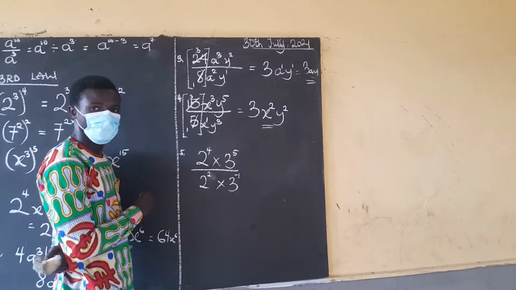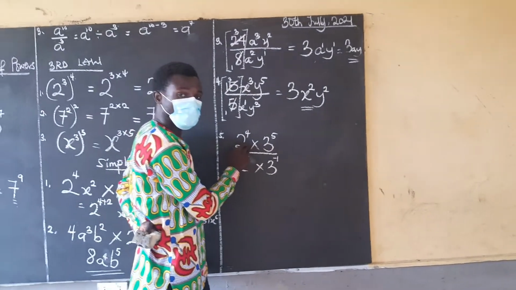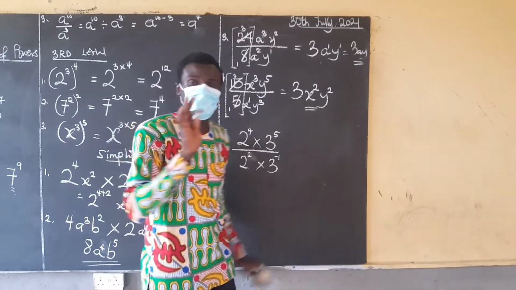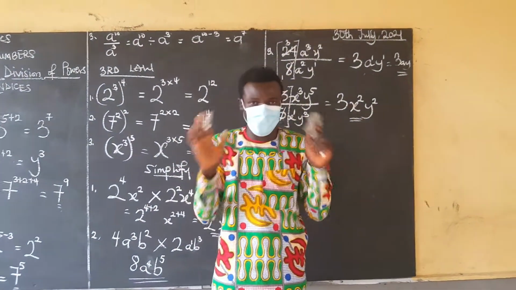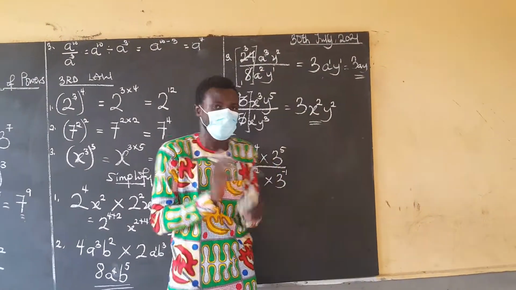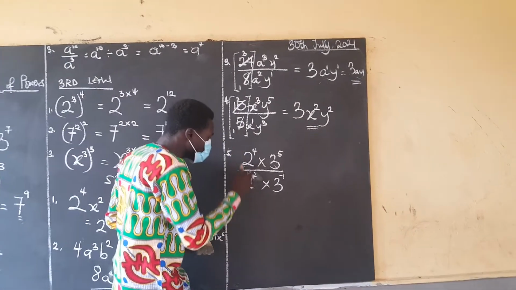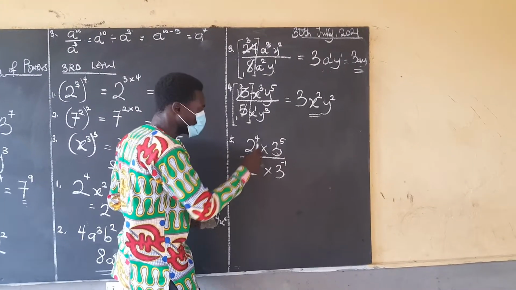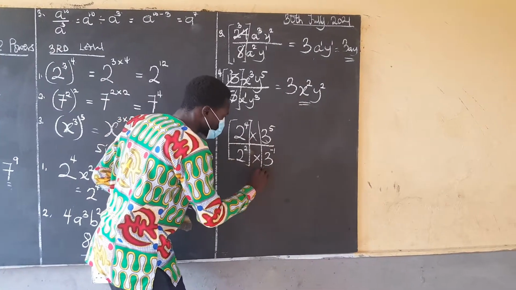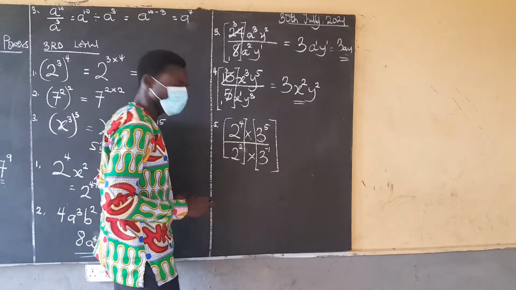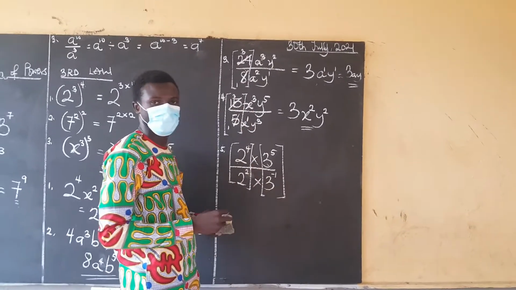How can I solve this? When you look at this vertically, the base is 2, the base is 3. I can't use the law, because the law says that if the bases are the same and you are multiplying, add the powers. So because the bases are not the same, I won't use the law. But when you look at it this way, we can say that this base and this base are the same. 2 is the same as 2. 3 is the same as 3. So which law will I use? I'm going to use the second law of indices.